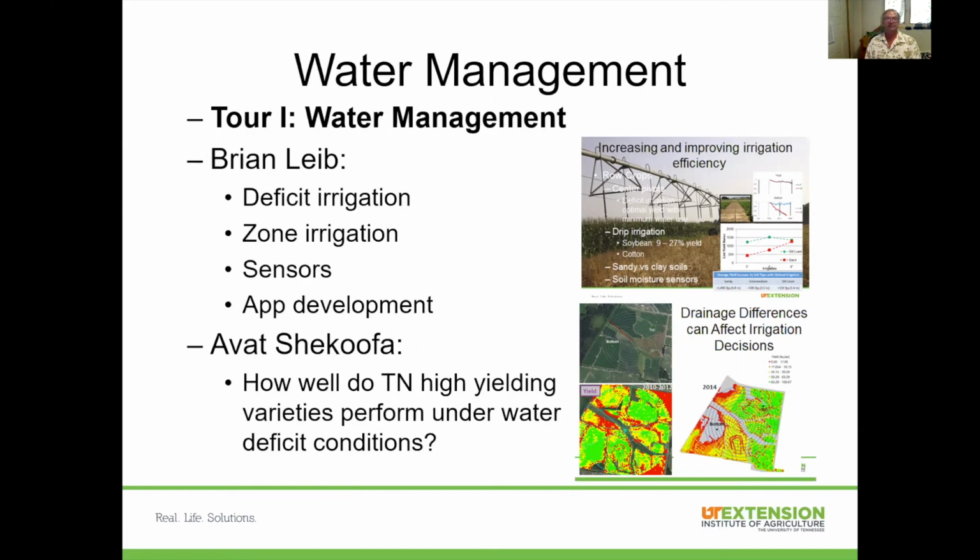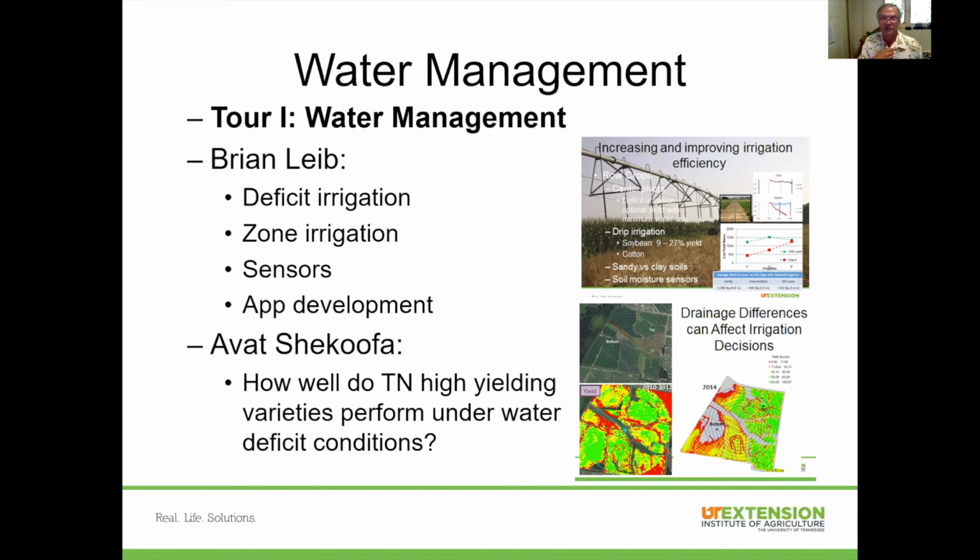Water management, this is being covered in our tour I. This could have easily been part of our tour here, and I would encourage you to go and look at the talks, specifically the ones that Brian Leib and Avat Shakufa are talking about. Brian is our irrigation specialist. He's got some neat work going on in how we manage our irrigation. Can we manage it more smartly rather than blanket irrigation actions? The use of sensors, and he also has an app that we can use with a cell phone that should be released soon.